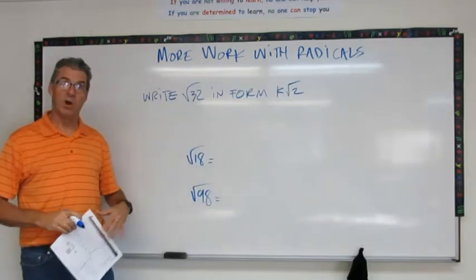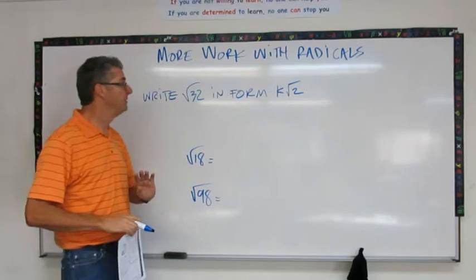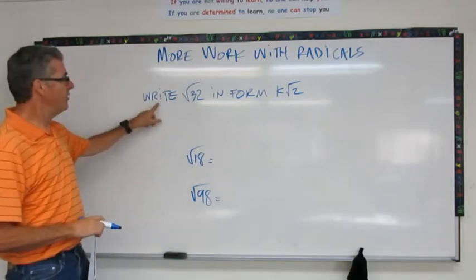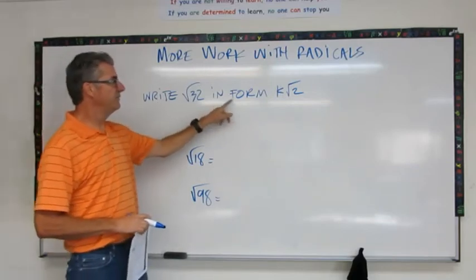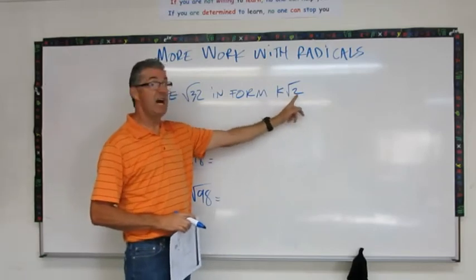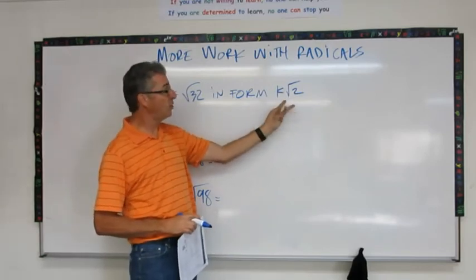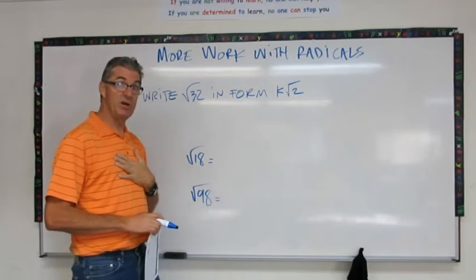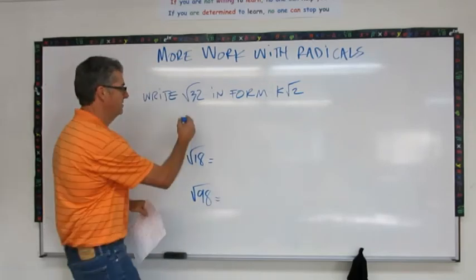Okay, let's try a few more. Slightly different kind of a problem this time. Here's the instruction. Write root 32 in form k times root 2. So they're giving you a clue as to how they want that answer to look. Let me show you how that works.